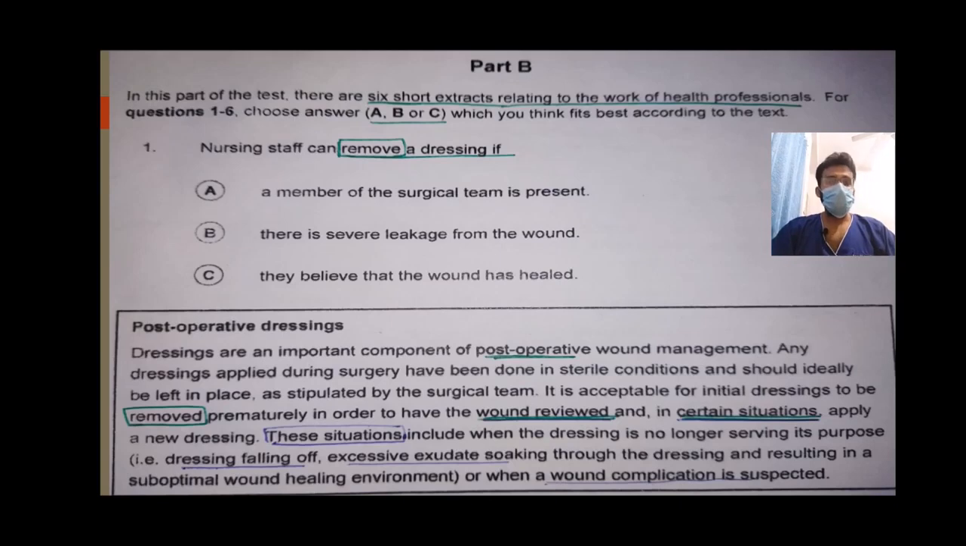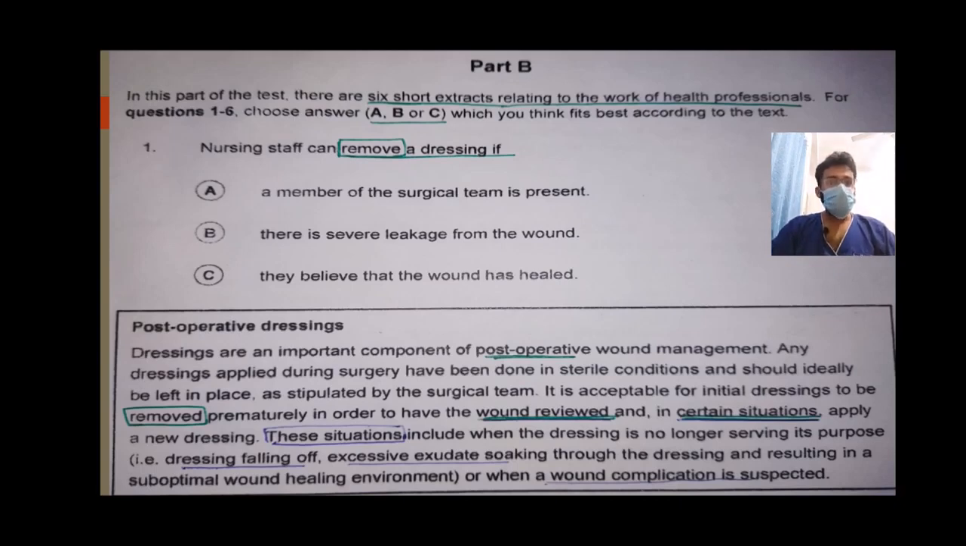What is question number 1? Nursing staff can remove the dressing if. So what is the important word in this question? Encircle or underline the word. The important word in this question is remove. Nursing staff can remove the dressing. So when can we remove the dressing? So this is the important word in this question. So leave the options now and move directly to the text and read it.